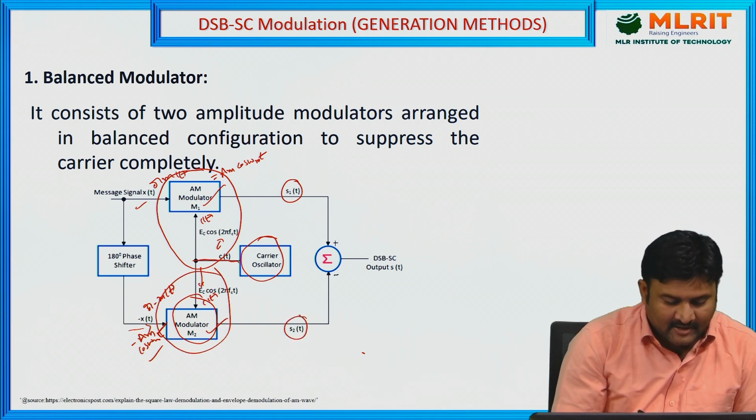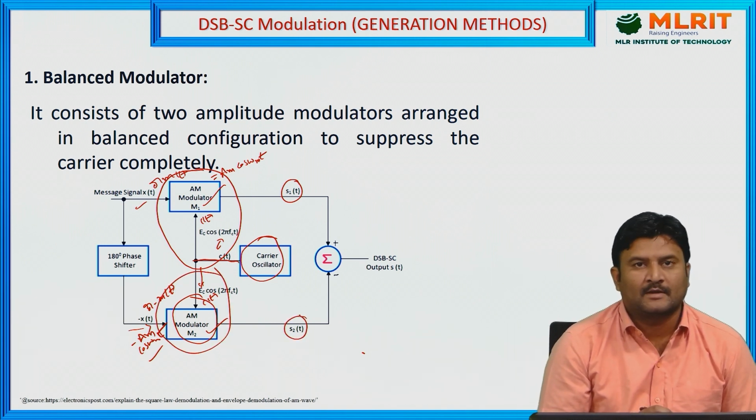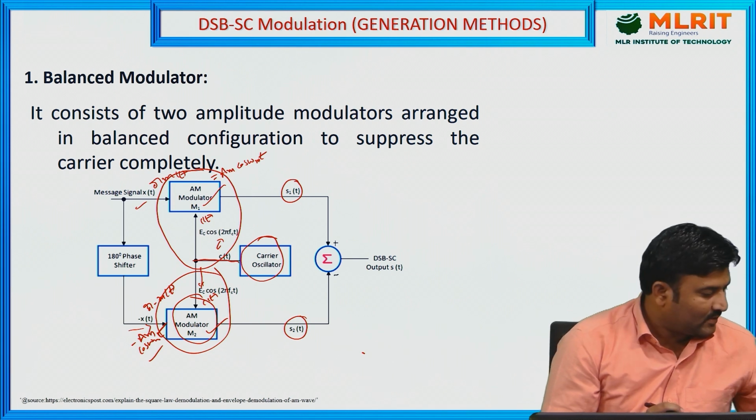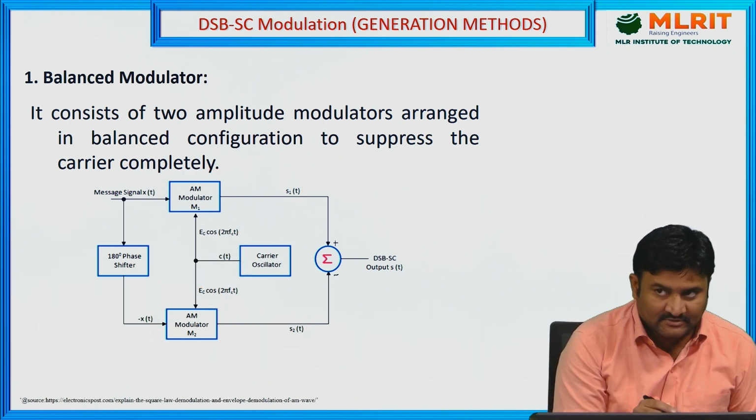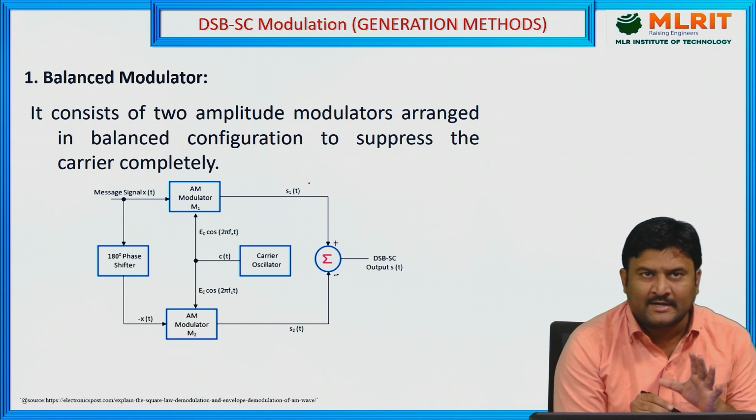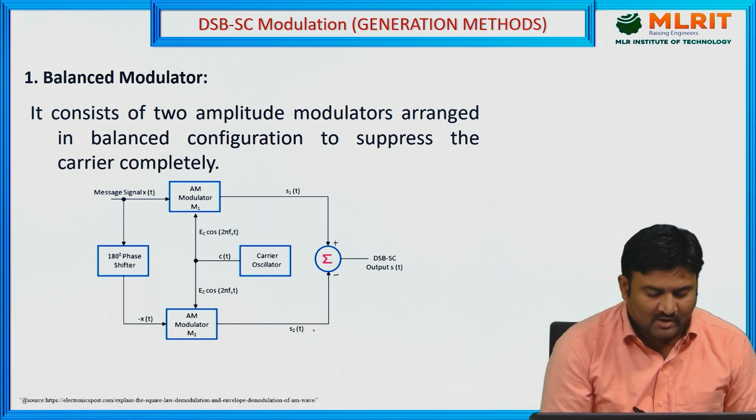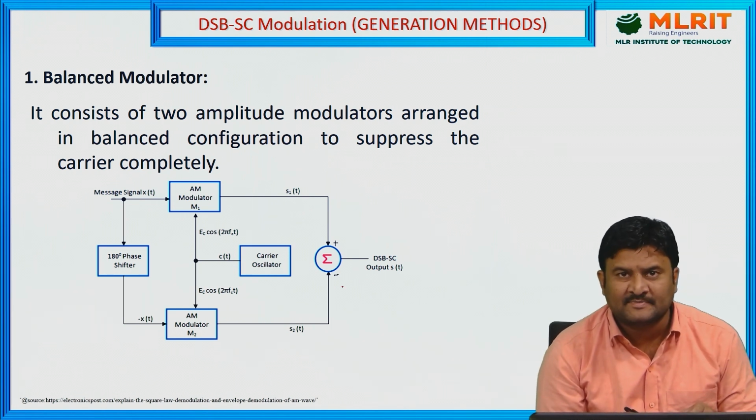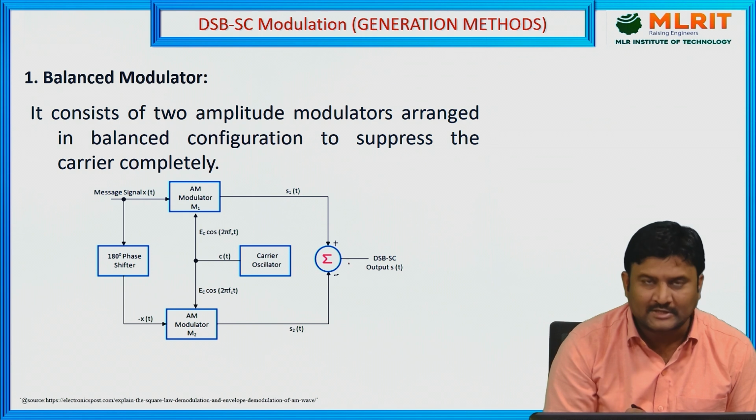The output should be equal to S2 of t. Therefore, S1 of t is nothing but one DSB-SC. S2 of t is nothing but one more DSB-SC. Both are given to the summer.